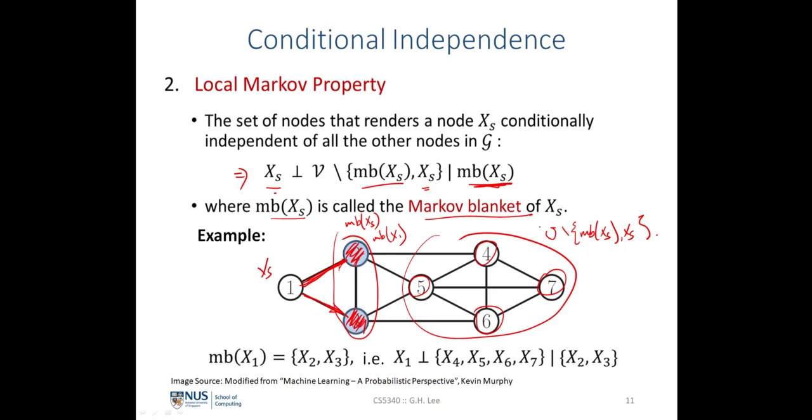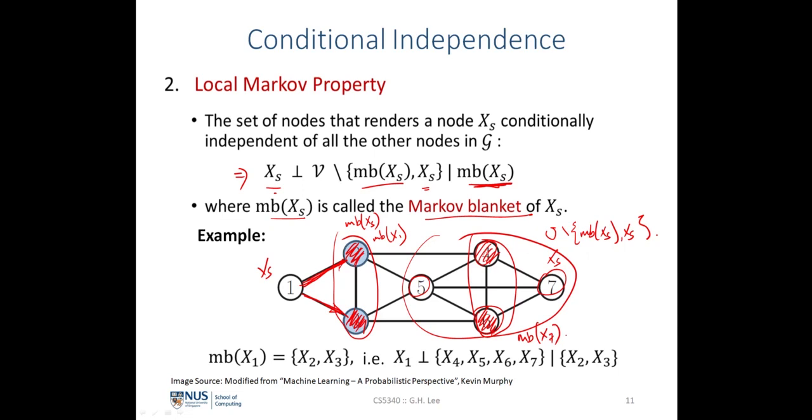We can look at another example where we denote xs with this random variable 7 over here, and its Markov blanket would be the immediate neighbors that are directly linked to xs, which is random variable 7 over here. And in this case, it will be 4 and 6. If we have observed 4 and 6 over here, this means that this set, in this example, would be the Markov blanket of x7 over here.